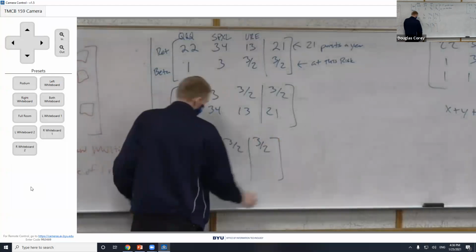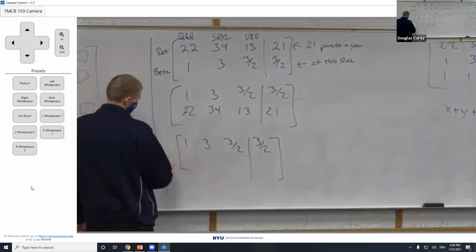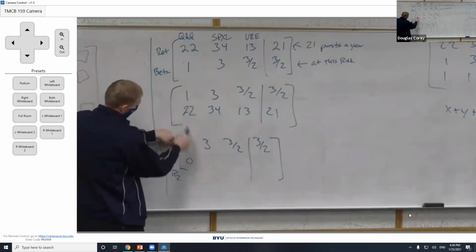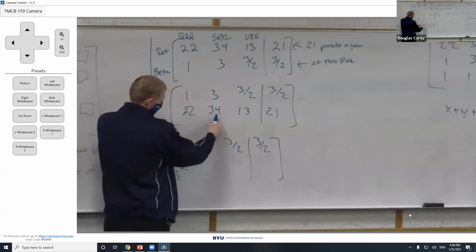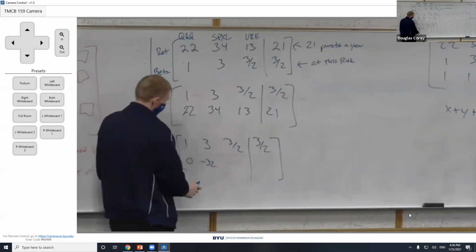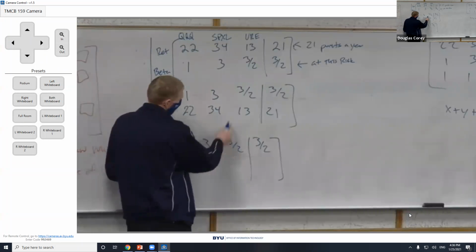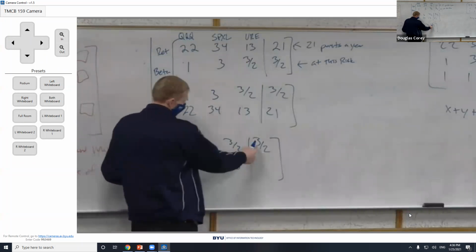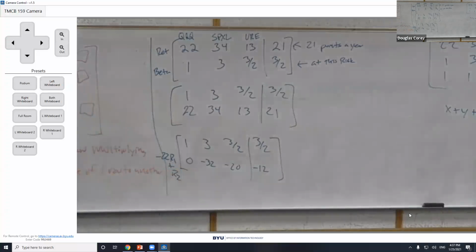You wear out a lot of pencils doing these problems. So this is negative 22 row 1 plus row 2. If I multiply 1 by negative 22, then add, that's going to add to 0. I have a negative 22 here, that'll be negative 66 plus 34, which is negative 32. Negative 22 times 3 halves is negative 33. Negative 33 plus 13 is negative 20. Catch me if I'm doing this incorrectly. Then we have another negative 33 plus 21, that's negative 12. Okay, so I get that.